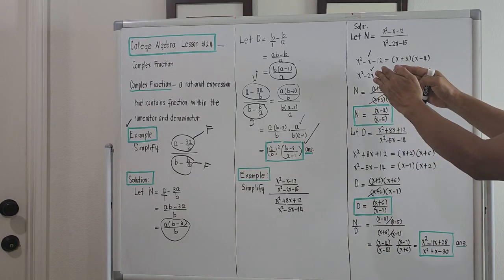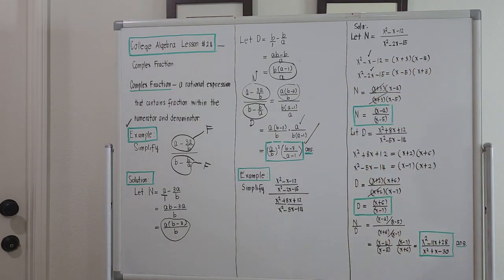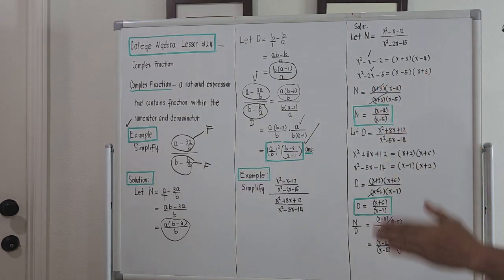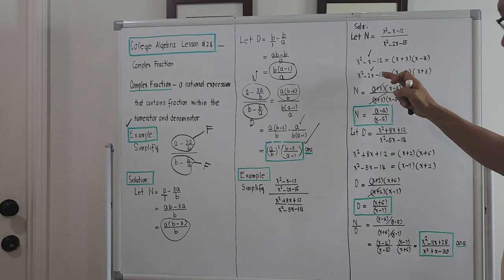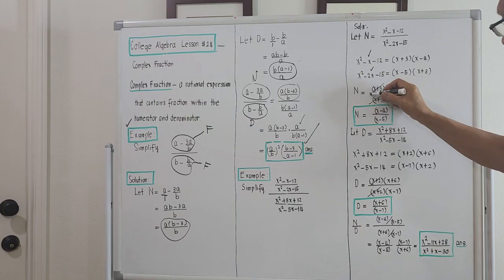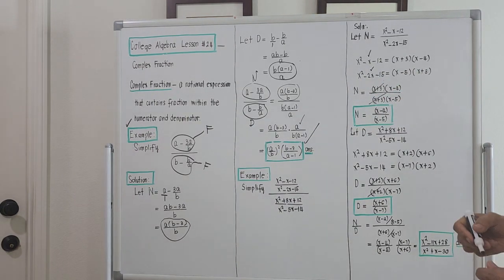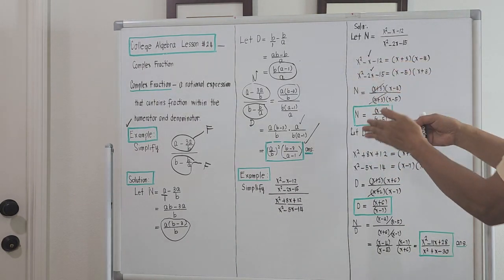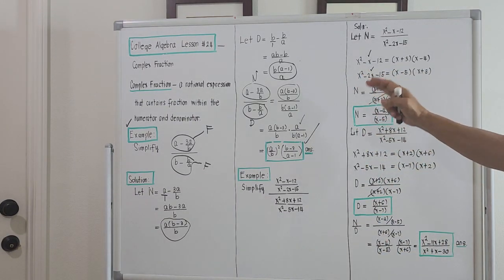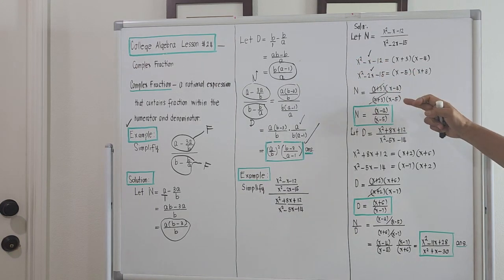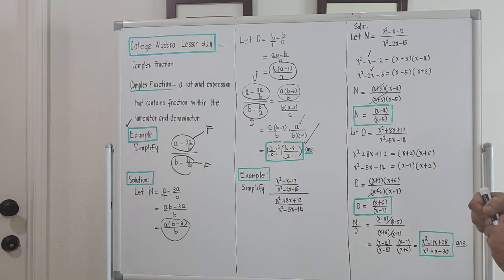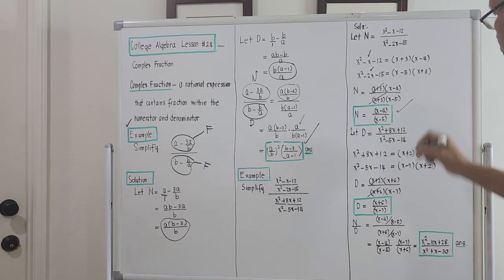The operations on the numerator are all multiplication, and for the denominator, it is also multiplication. So we are free to cancel like terms in both the numerator and denominator. So this x plus 3 cancels with this. Okay? The operation is multiplication, so we are free to cancel. So what remains for the simplification of the numerator will be the quantity x minus 4 over x minus 5. That is half of the total solution.